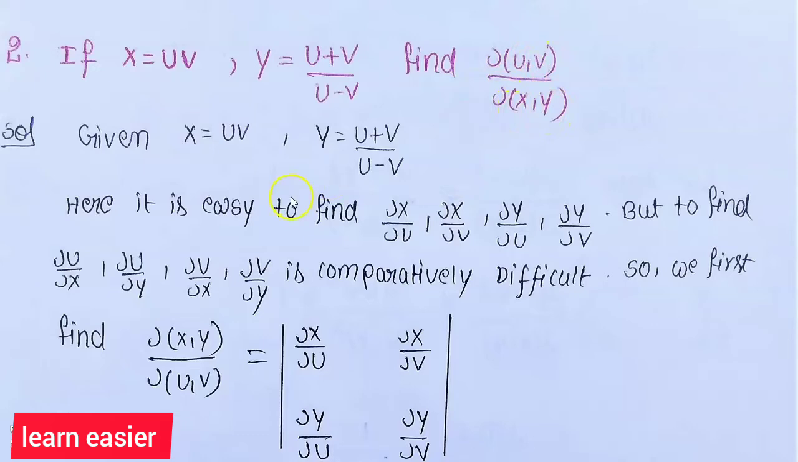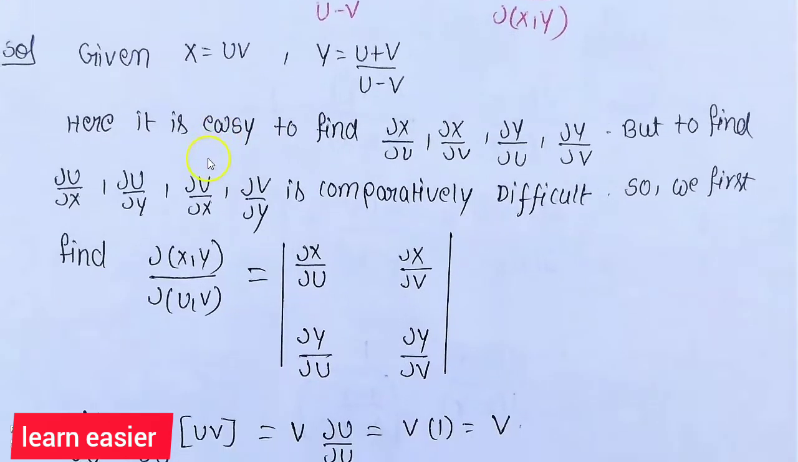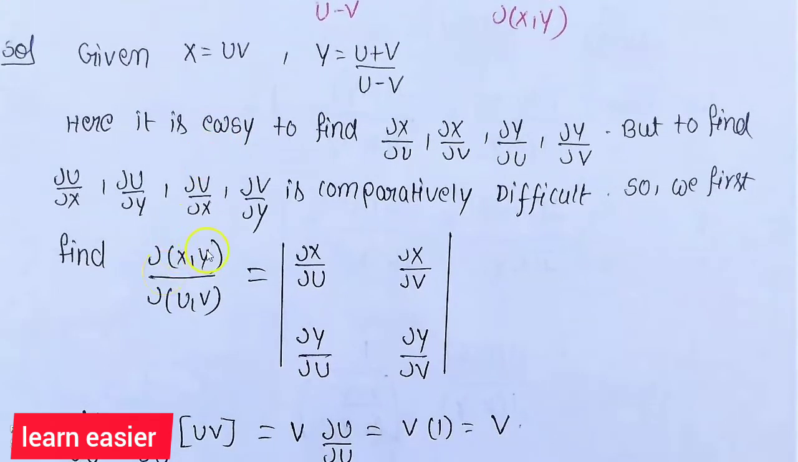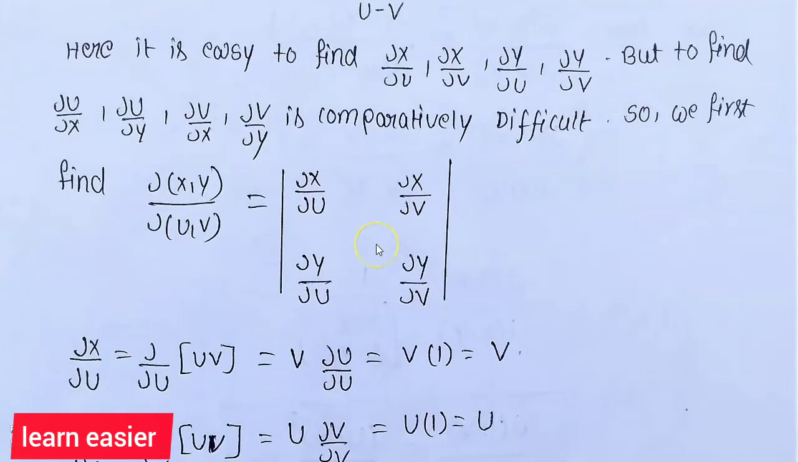So let's find ∂(x,y)/∂(u,v). It is the determinant of ∂x/∂u, ∂x/∂v, ∂y/∂u and ∂y/∂v. You can see here x and y are in the numerator, so I have to write ∂x and ∂y row-wise. And here we have u, v in the denominator, so you can see ∂u and ∂v are column-wise.